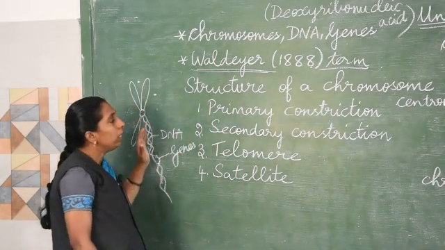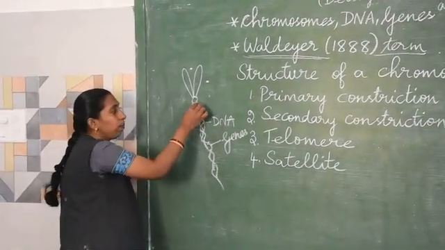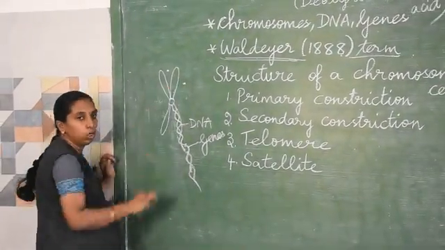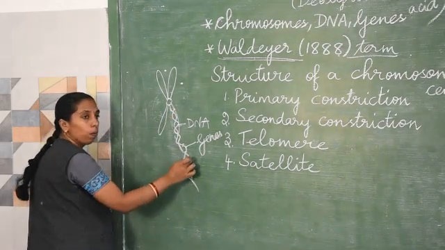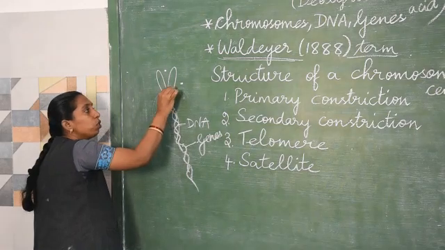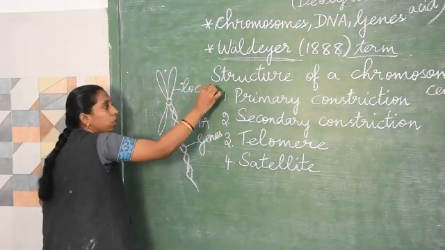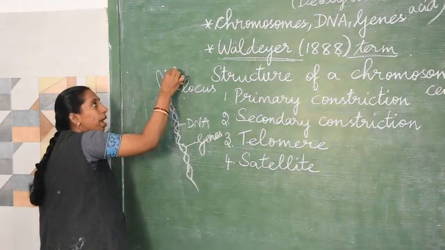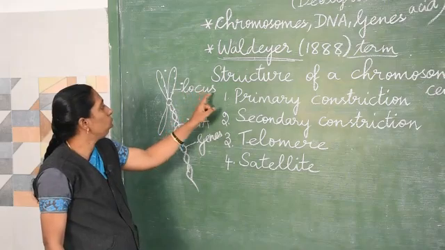Now these genes are located in a specific position. So where are these genes located? Inside the chromosome. The genes are located in a specific position, a specific place. It is called locus.